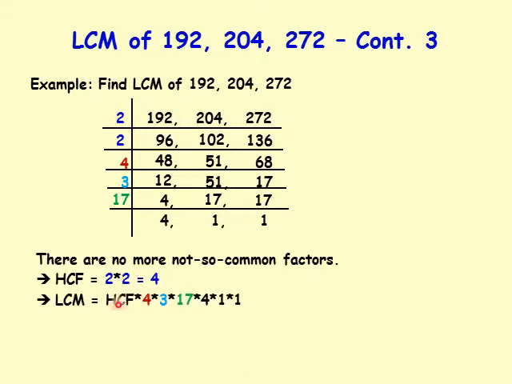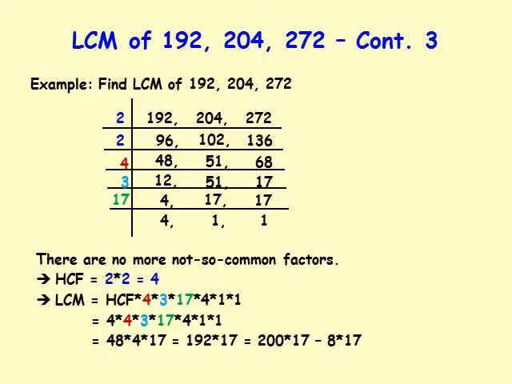And LCM is HCF times the not-so-common factors: 4, 3, 17, and the individual factors 4 and 1 and 1. That equals 4 times 3 times 17 times 4 times 1. That's 48. 4 times 4 is 16, times 3 is 48, times 4, times 17.